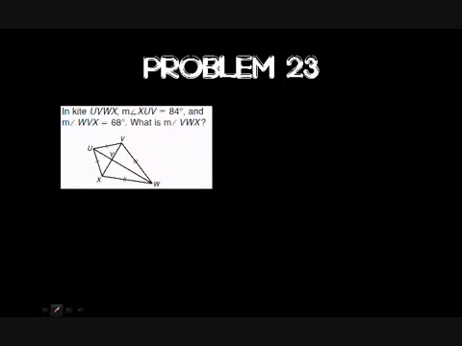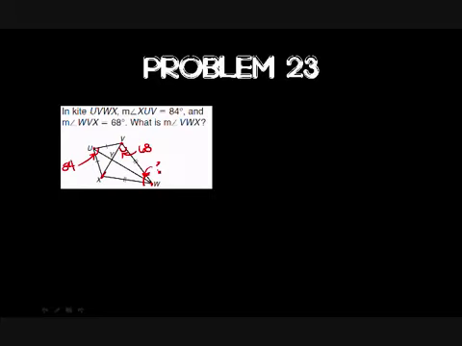Okay, so problem 23 says in kite UVWX, measure of angle XUV, so this angle right here is 84 degrees, and measure of angle WVX right here is 68 degrees. And they want to know the measure of angle VWX, which is this whole angle here.